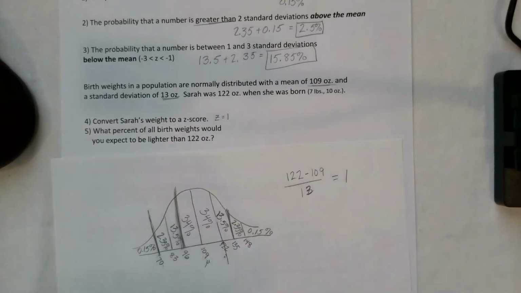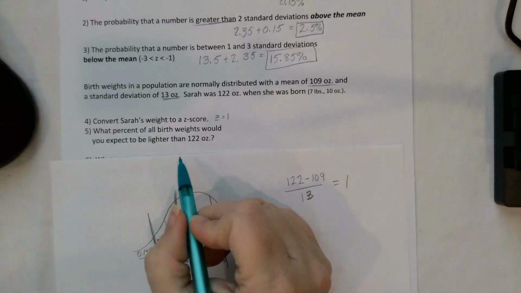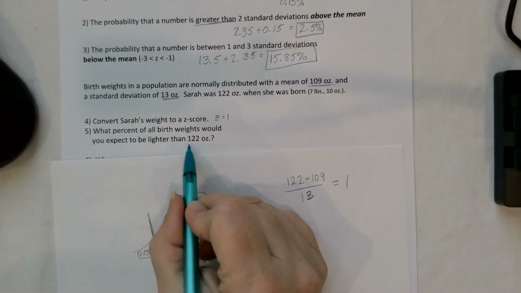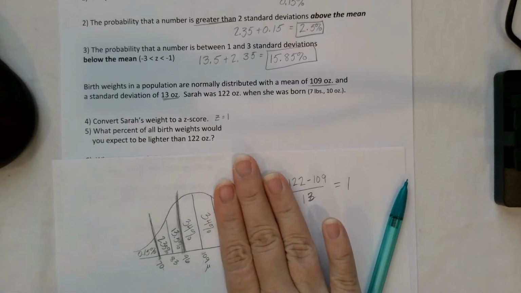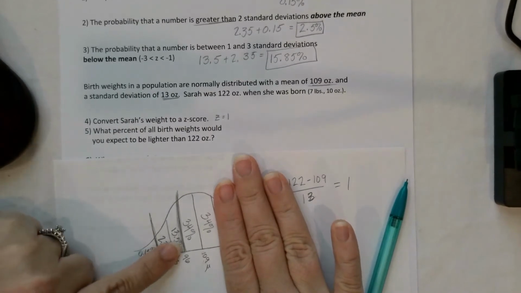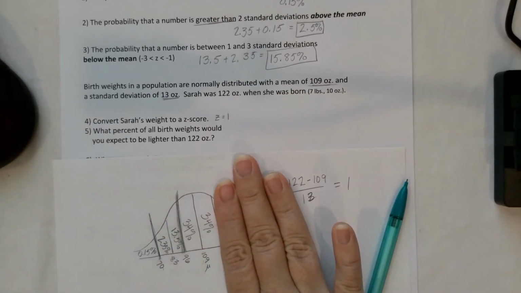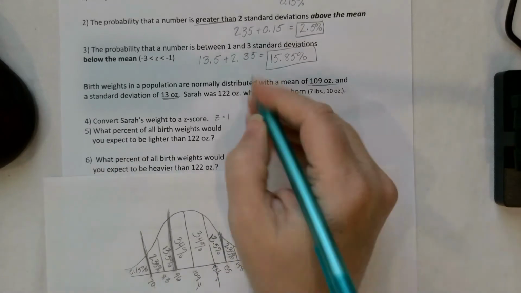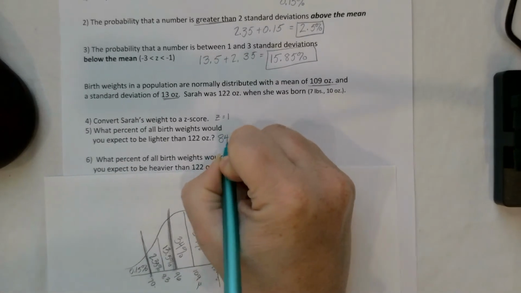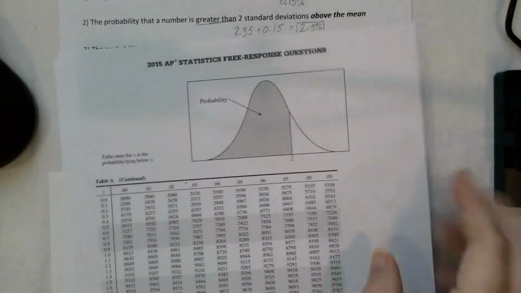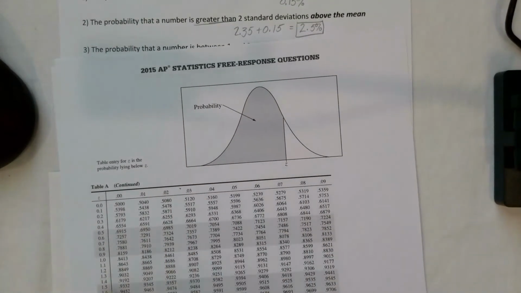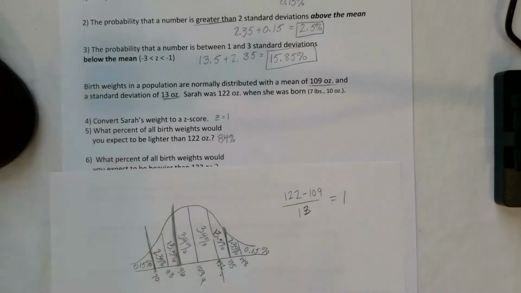What percent of all birth weights would you expect to be lighter than 122 ounces? Well, if I'm looking here, I would expect this plus this plus this plus this plus this. I would expect 84% to be lighter than that. Now, since it made me go to the z-score table, let's go see what a z-score of 1 says. Because remember, a z-score of 1 gives me that percentage to the left. So 1.0, 84.13%.